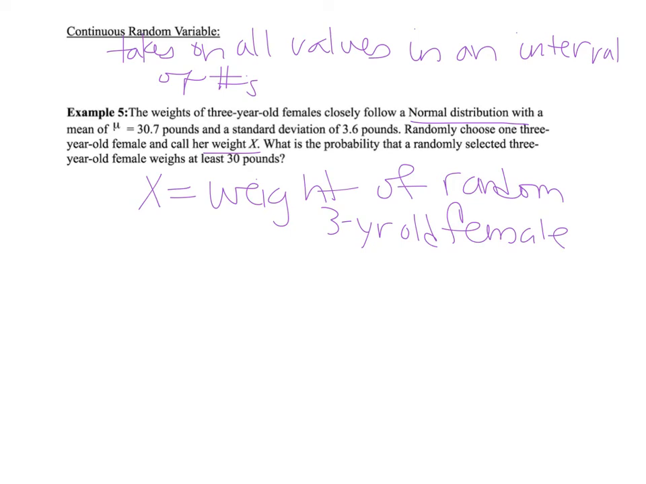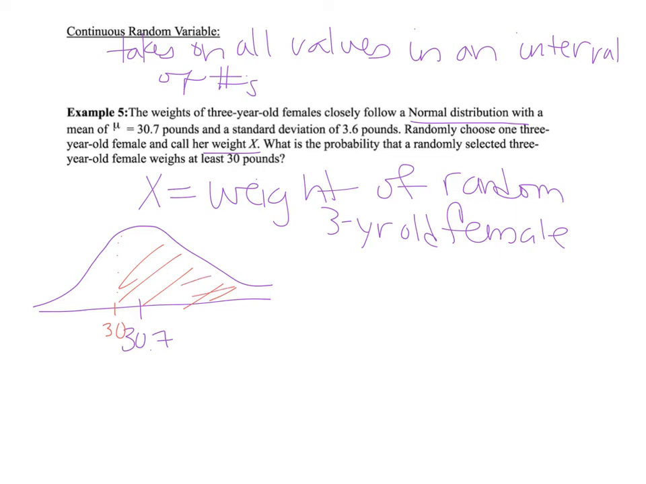And we want to know what is the probability that a randomly selected 3-year-old female weighs at least 30 pounds. So I'm going to start off and draw the normal model for this, just a quick sketch. In the middle is going to be 30.7, and I know 30 is going to be below there. You can automatically realize that the answer should be more than 0.5 or more than 50%.